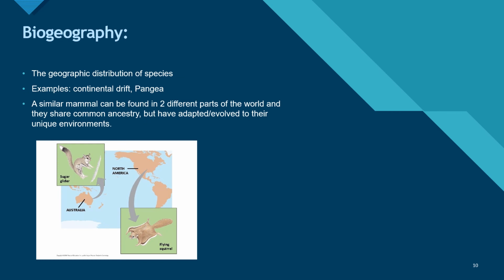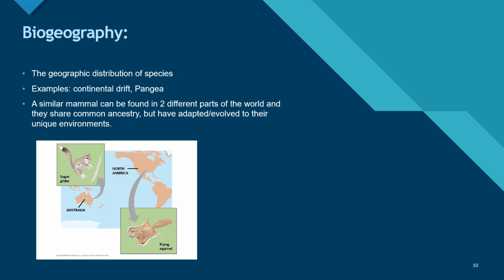The next one is biogeography, which is the geographic distribution of species. So people generally think of things like continental drift or Pangea, when all the continents were one and then they broke apart, or like just a small part of an island broke off, stuff like that. So an example of this is a similar mammal can be found in 2 different parts of the world, and they share a common ancestry, but they both adapted to their unique environments.